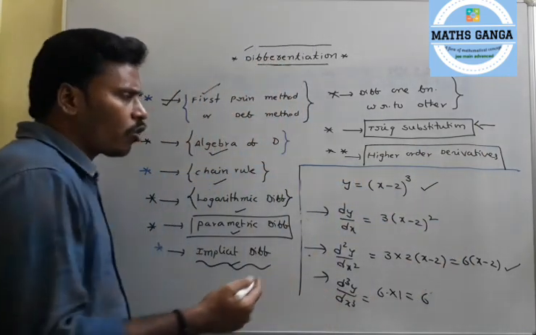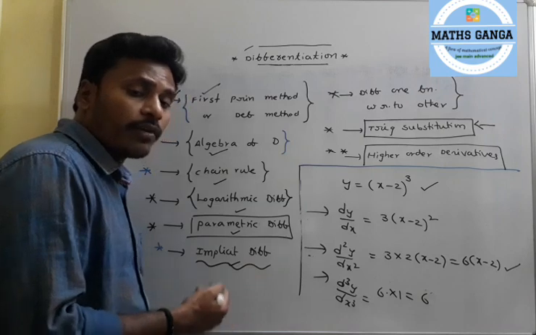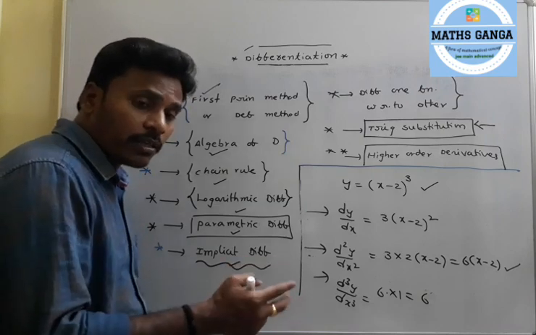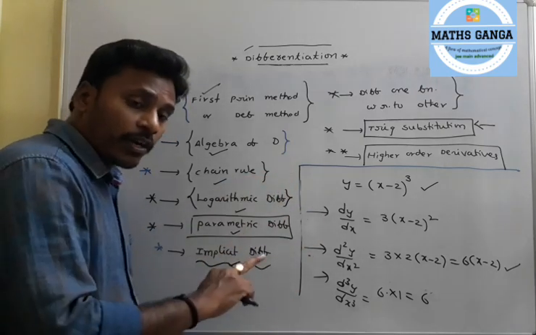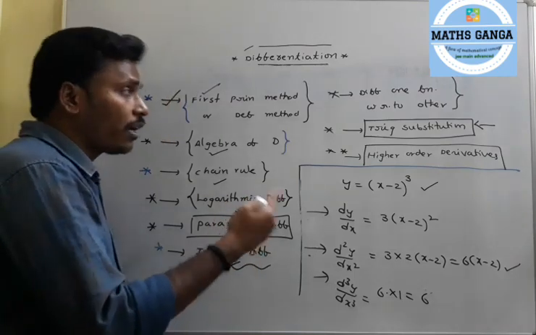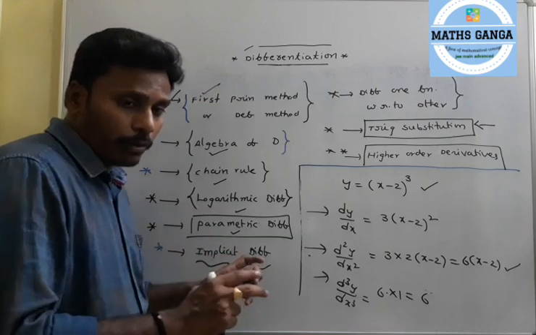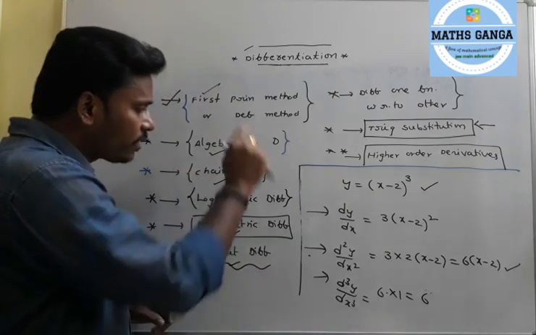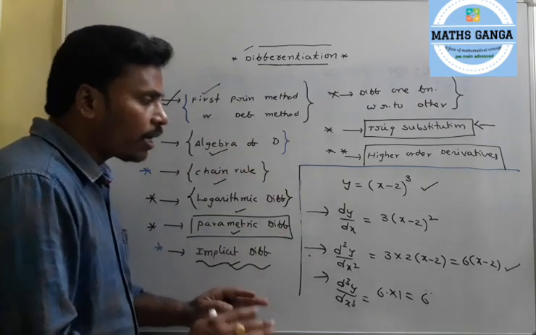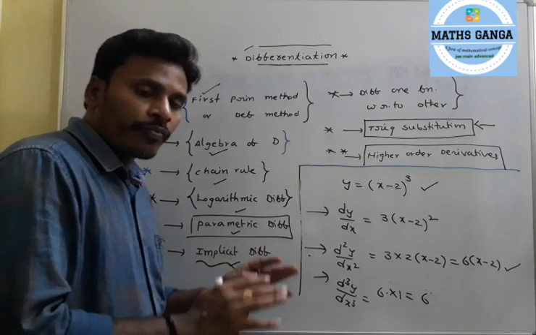We will solve different problems related to higher order derivatives also. If the function is implicit, how do we find the higher order derivative? If the function is parametric, how do we find the higher order derivative? Likewise, we also need to solve different problems. Finally, this is differentiation. These are all different methods of differentiation.